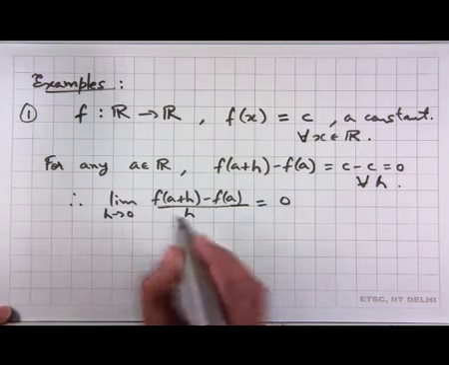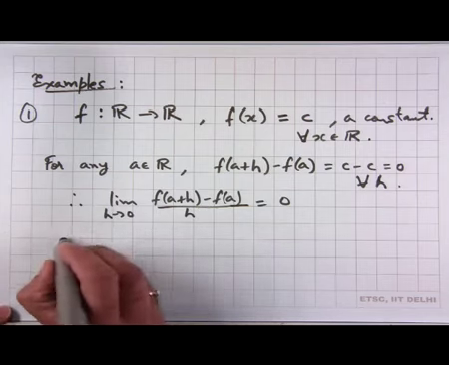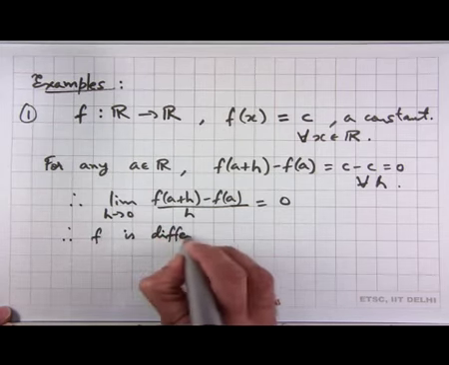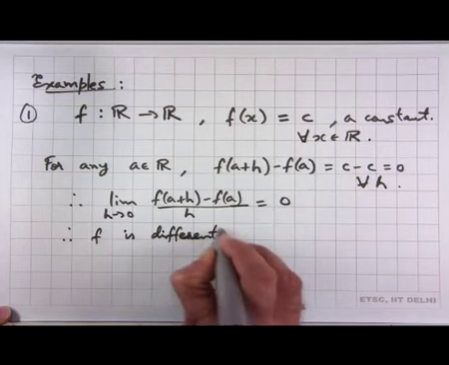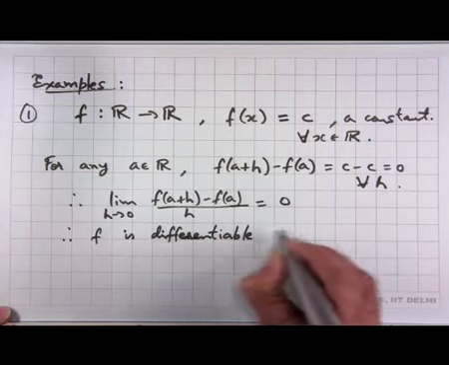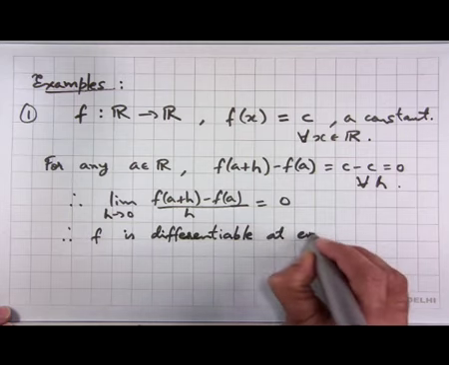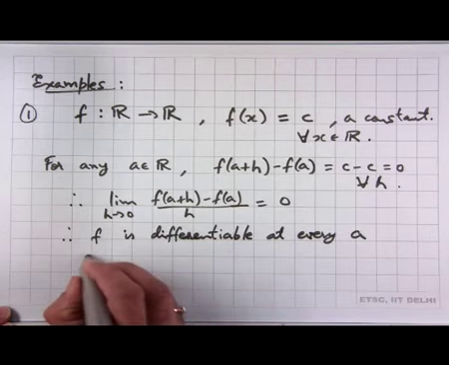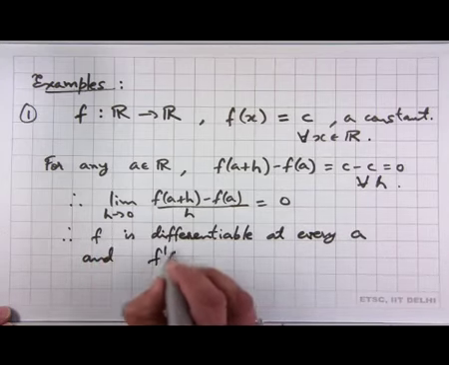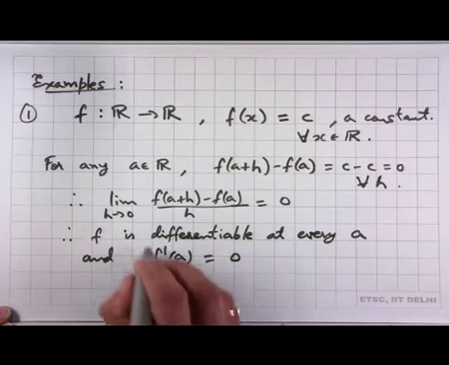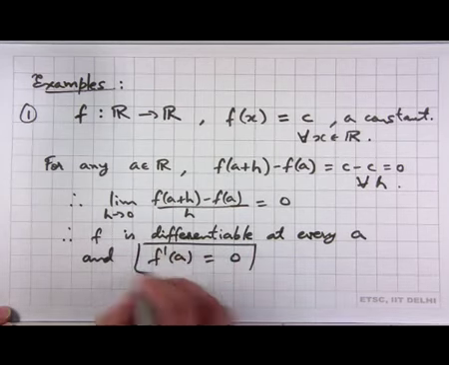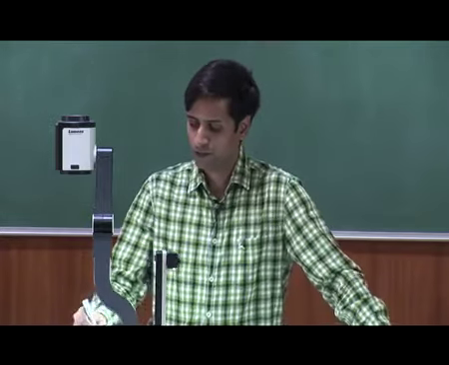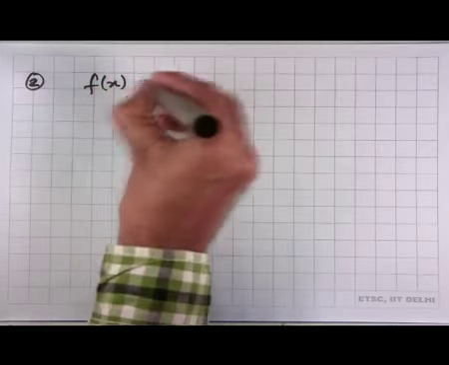So, therefore, f is differentiable at every a, and f prime of a is equal to 0. So, for the constant function, the derivative is 0 everywhere. Next example, let us look at f x equal to x.